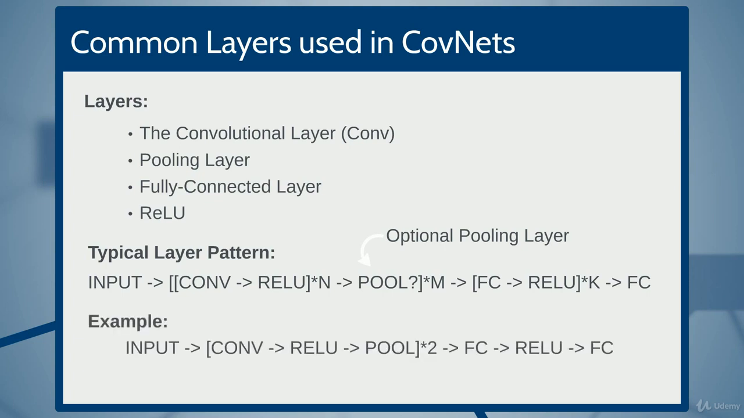Here's an example of what that might look like. So we have an input. It is followed by a convolutional layer with our activations, and then is downsampled with a pooling layer. And this is repeated twice before it goes into a fully connected layer, which has our activation functions. And then finally, that last fully connected layer is really just going to be your output vector or output image, or whatever your output is going to be for your classification task.